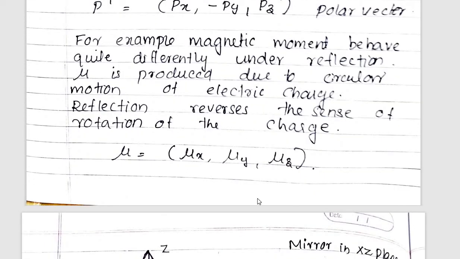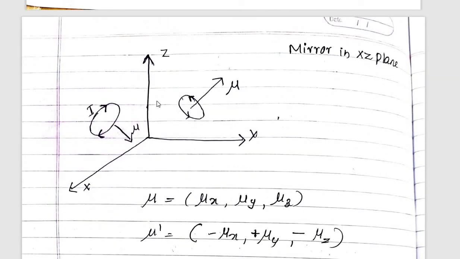So this can be drawn like this. Here also we are taking a mirror in the xz plane. So this is our mu, the magnetic dipole moment. Its direction is like this, and its mirror image will be like this. It will not transform like polar vectors.